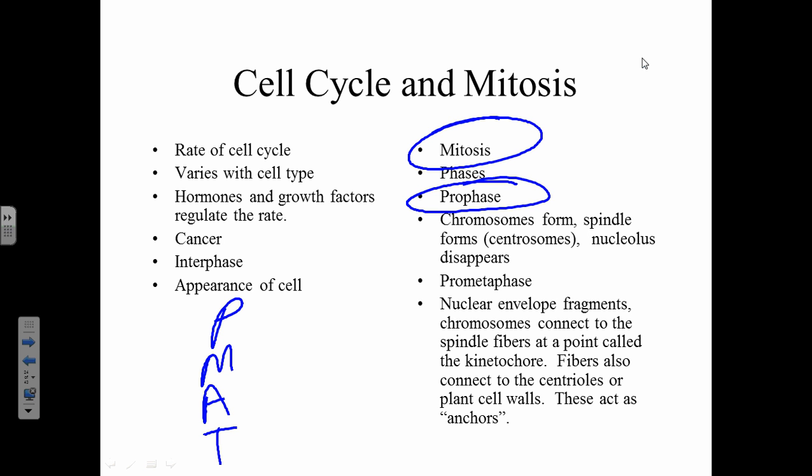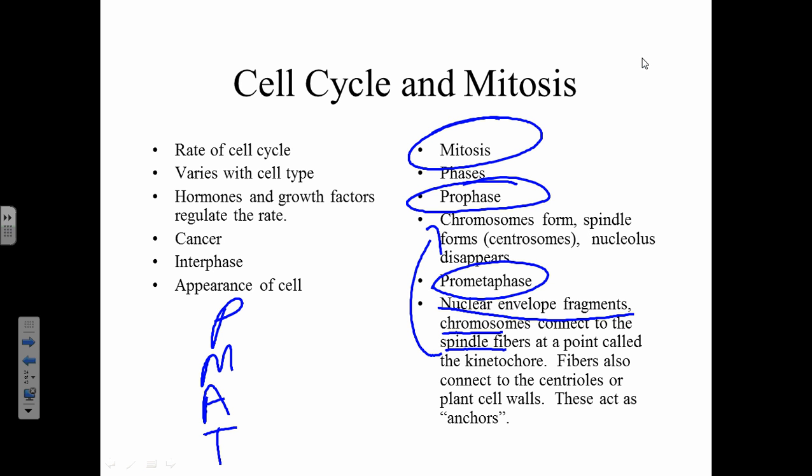Also, the little things called the spindle fibers form. We'll talk more about spindle fibers in a second. I'll show you a picture. The nucleolus, that little dark spot in the nucleus where ribosomes are made, it goes away, it disintegrates. We're going to include what's listed here as prometaphase as prophase. So something else starts to happen. The nuclear envelope starts to fragment, it starts to break down. And the final thing that happens, the chromosomes connect up to the little spindle fibers.